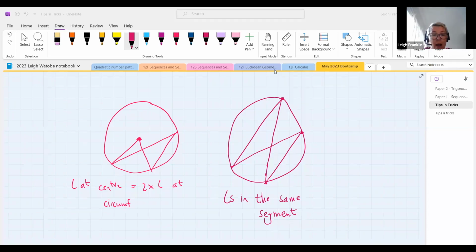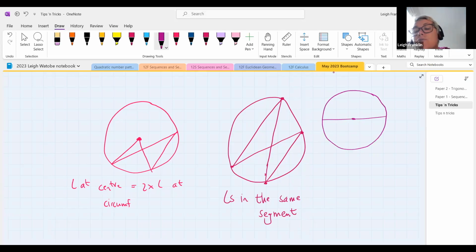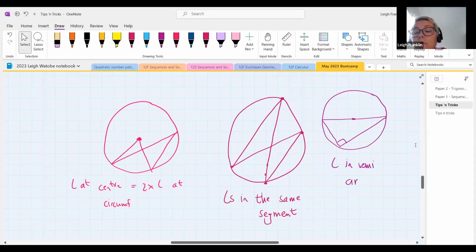Okay. Angle in a semicircle. That was where you have to be given a diameter, a line that goes through the diameter, and then it will subtend a 90-degree corner on the circle. Okay, so that's angle in a semicircle. Like so.